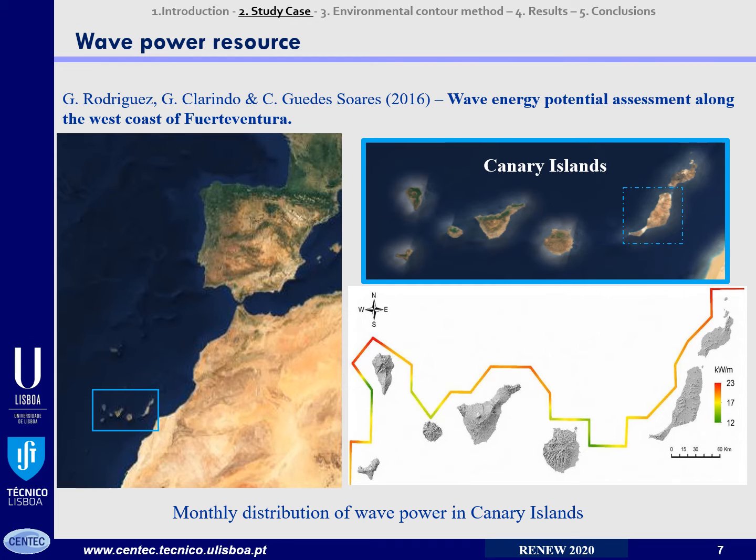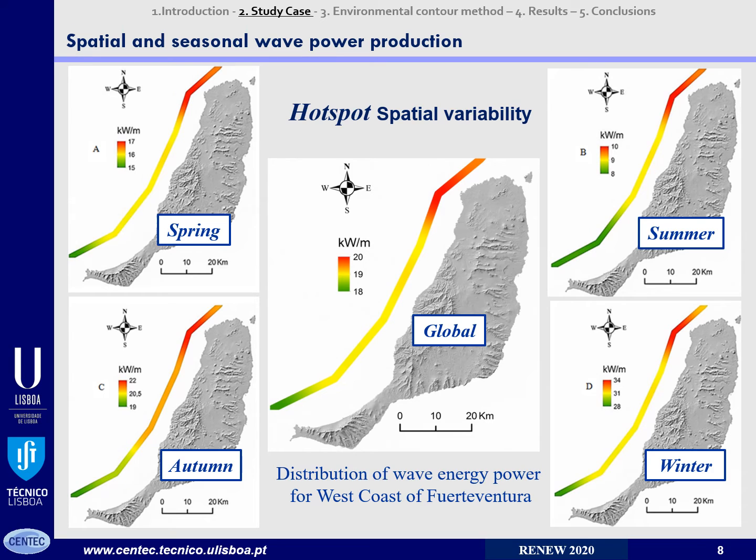This study provides results about the distribution of the resource on the west coast of Fuerteventura, and taking this distribution into account, we will identify our grid points. Here we can see some trends about the energy over the seasons, and we can identify three different trends in average terms, allowing us to divide the island into three sectors: north, central, and south zone.